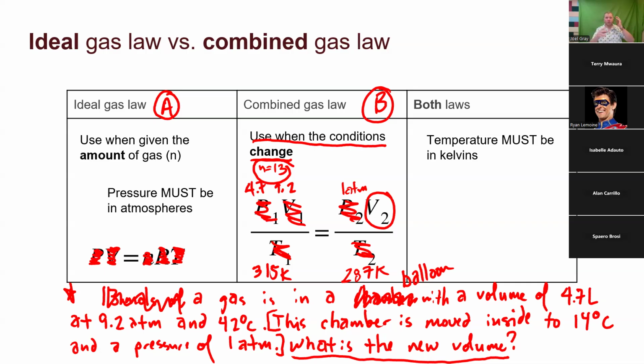So whenever you see the question, critically look at the information that you're provided with. If you get amount data, you might need that, but you also might not. Is the question asking about a change or is it not? In this scenario, this container is moved inside. So we went from one environment to another environment, and things changed in that new environment. So we've got to account for that accordingly.